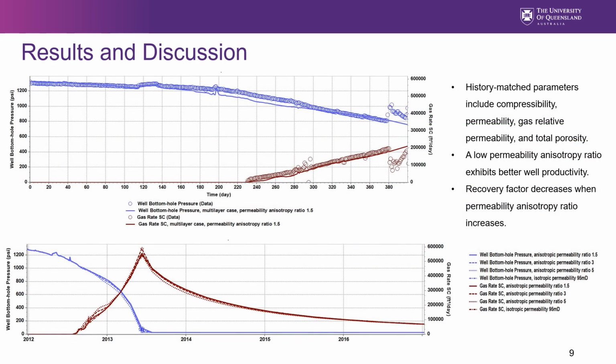So what are the key findings? It was observed that a low permeability anisotropy ratio yields better well productivity, and cumulative production and recovery factor decline with a higher permeability anisotropy ratio.